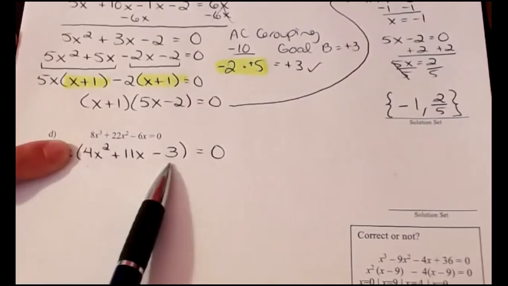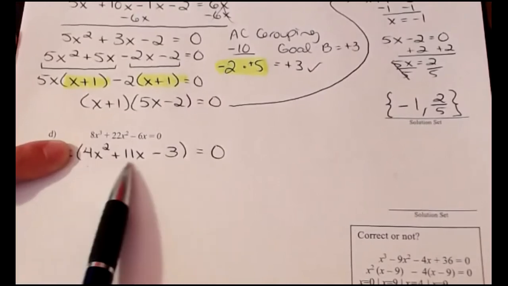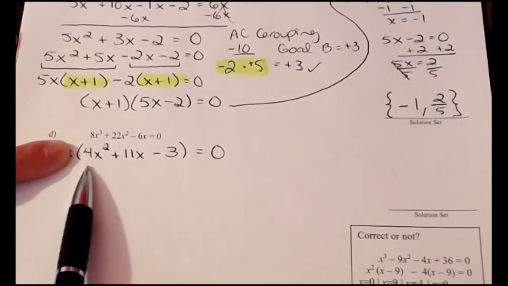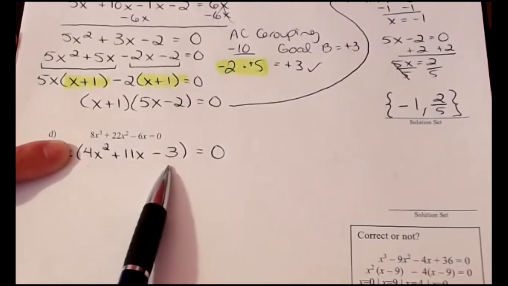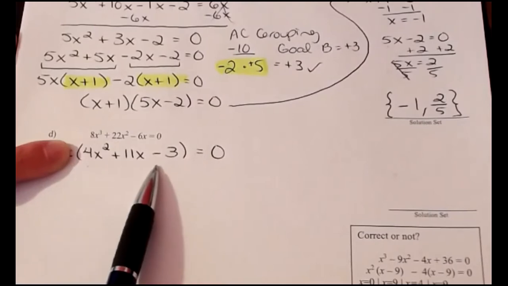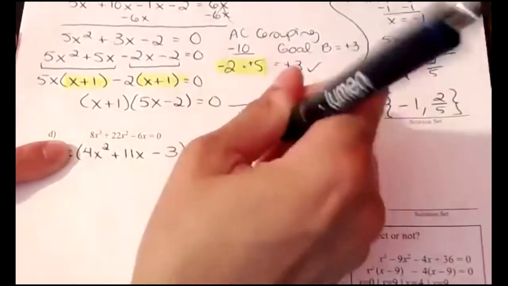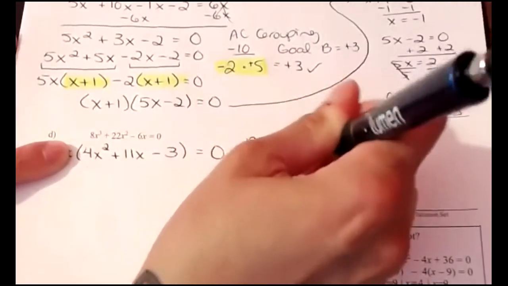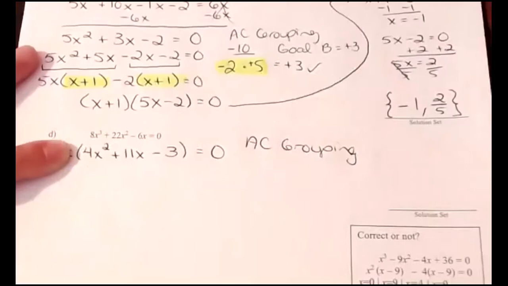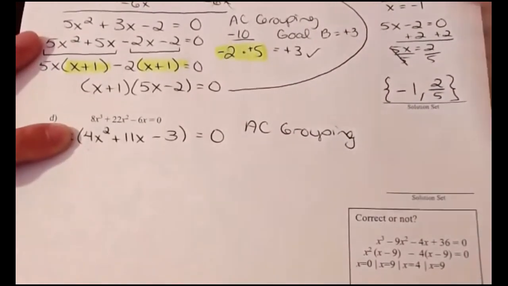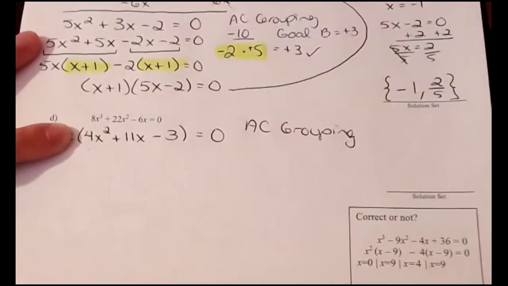Jimmy, what factoring technique would I use for this? I've got 4x squared plus 11x minus 3. What technique should I use to factor this trinomial? Can you do AC grouping with that? Yes, thank you. We're exactly going to do that. Okay, I'm going to move through this so we don't take too much time on using AC grouping because honestly, I want this to be second nature to you.